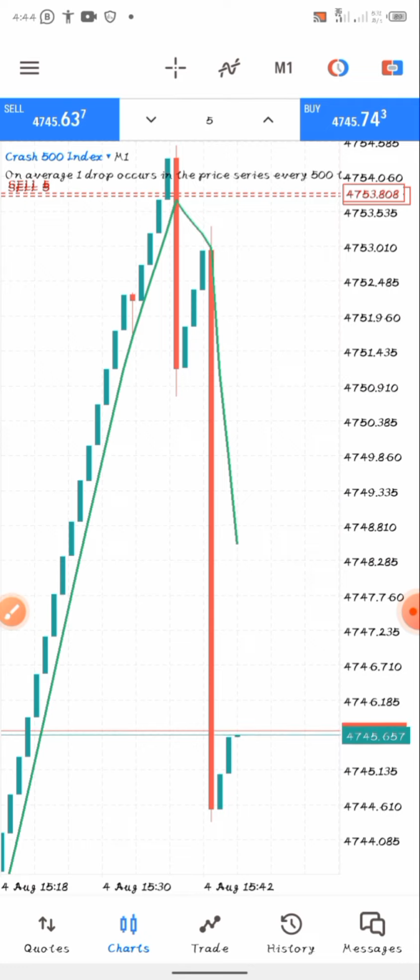This strategy is a simple technique. You can use it to catch spikes on Boom and Crash. This strategy is very effective, and it's quick and easy, guys.